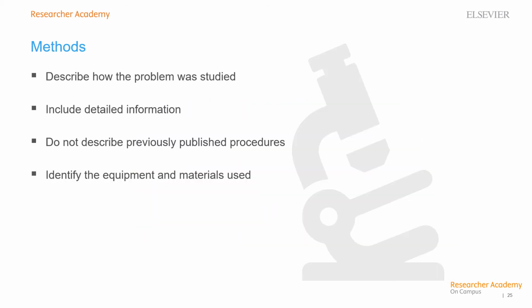The methods section describes how you studied the problem. It is important to be detailed. A knowledgeable reader should be able to reproduce the experiment from having read what you've said. Any previously published procedures should not be rewritten in detail. Those, though, can be noted in the references or described in the supporting materials sections.